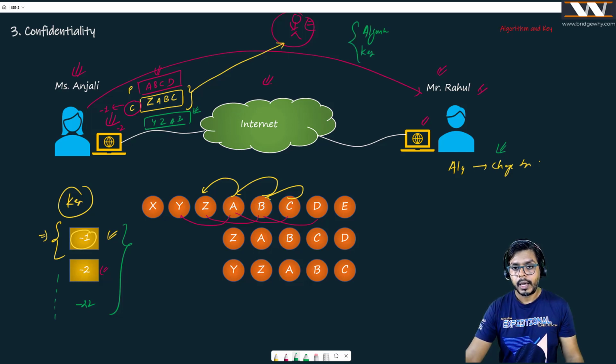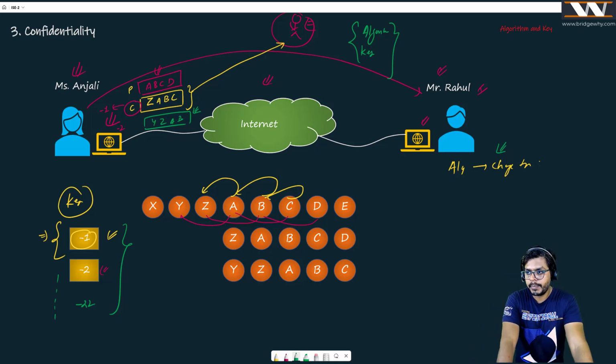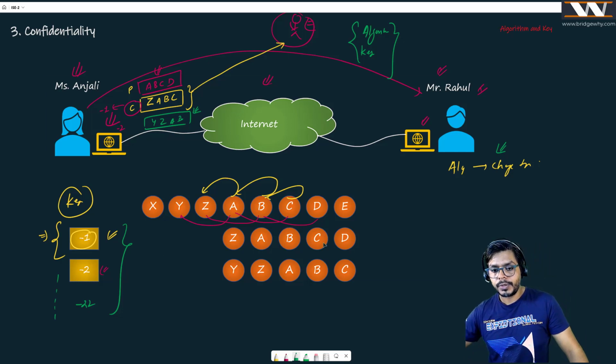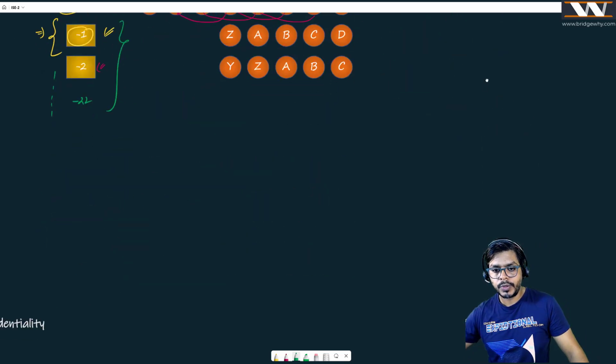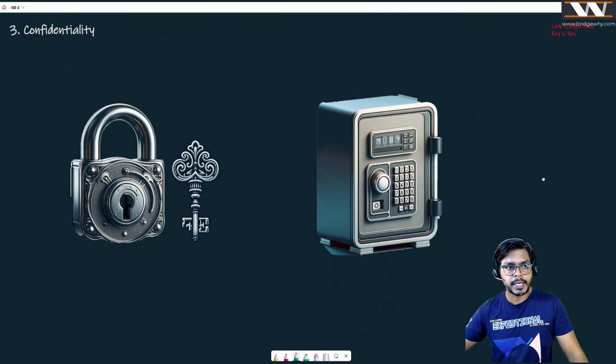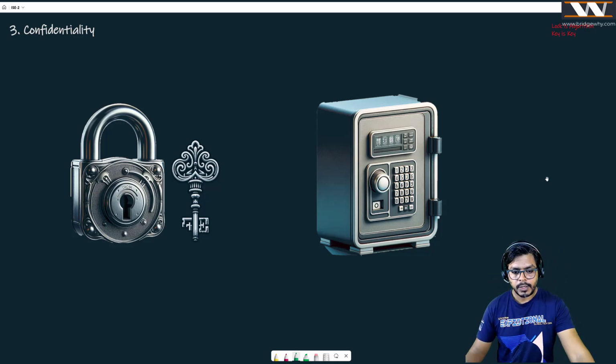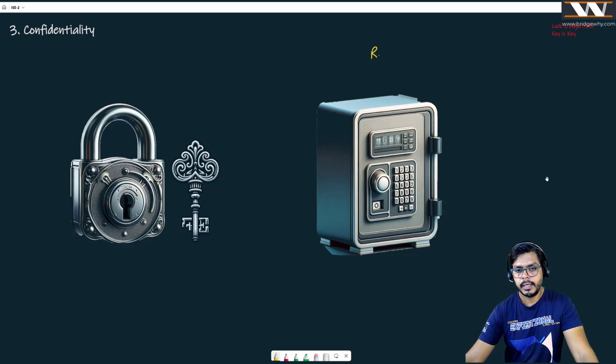I know I have taught this board to many people, but still people do not get the concept of key. That is why I am introducing one more board, so that we are all on the same page with respect to key and algorithm. So this page on the right-hand side, right here, I have a safe here.